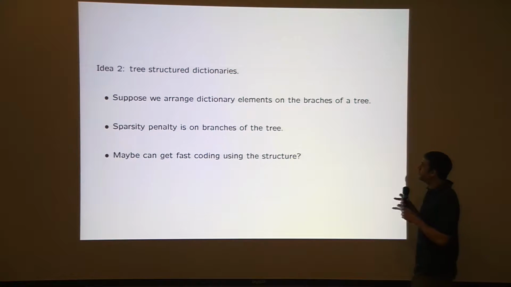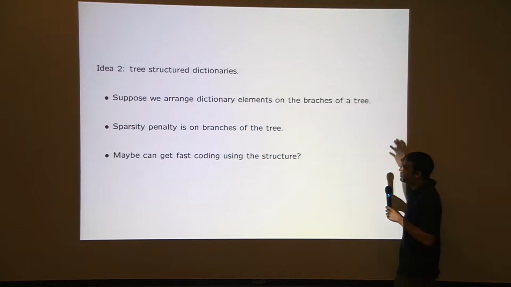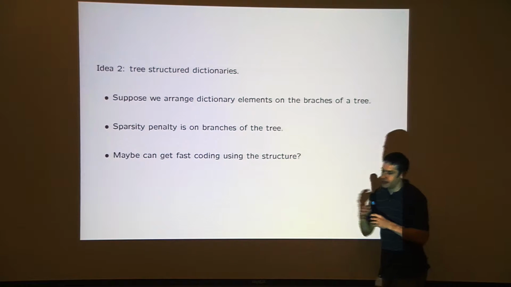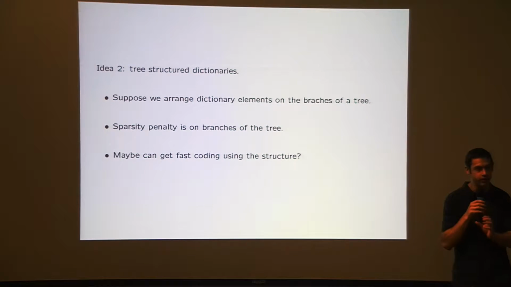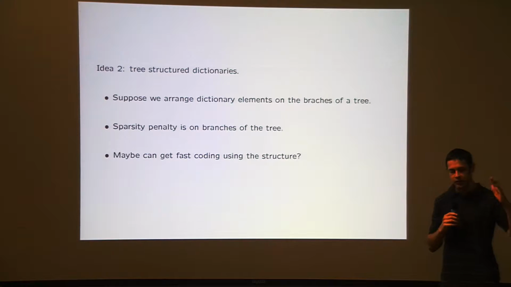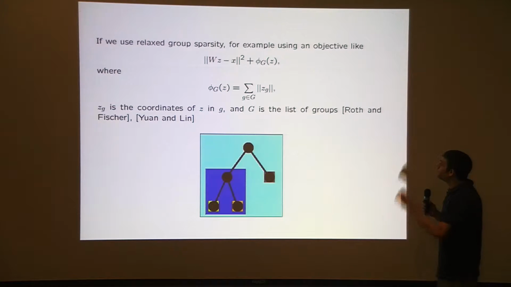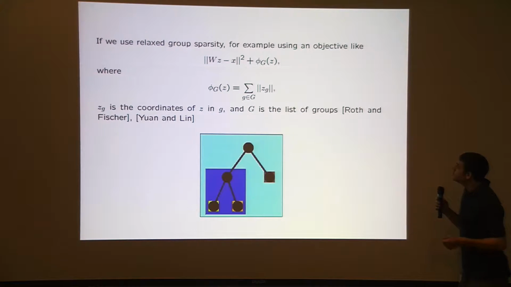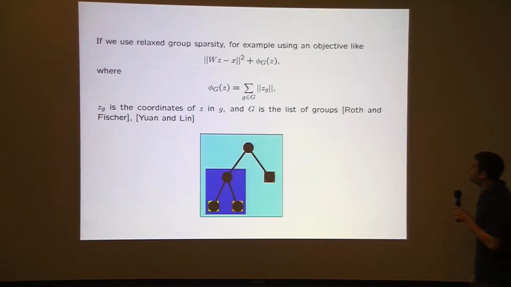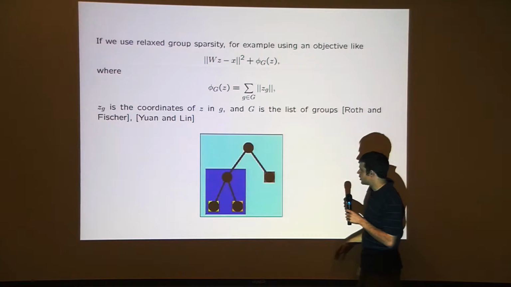So one way of doing this is, we talked about this briefly last time, to say, well, we want to have a sparsity dependency on the branches of the tree rather than on the individual code elements. So you don't pay when you turn on a code word, well, you might pay for that too, but you pay every time you turn on a branch of the tree. So let me show you what I mean. The equations are written up there, but I'm just going to talk about it in the picture.